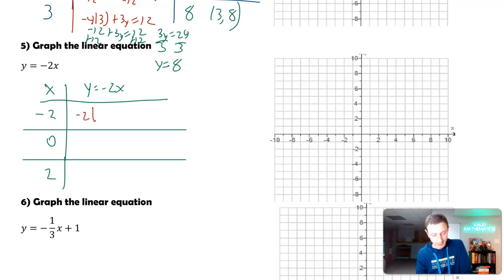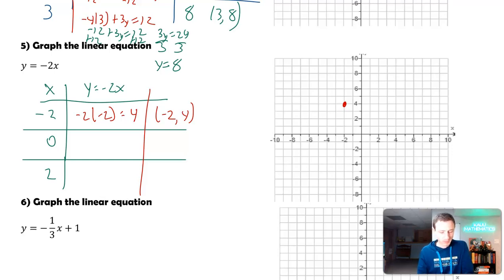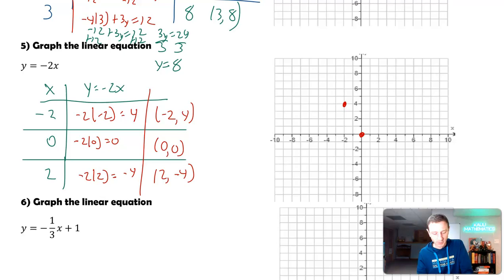Let's do negative 2 times negative 2, which is positive 4. So the ordered pair here is going to be negative 2, 4. Plug in 0, so negative 2 times 0 is 0, so that comes out to be 0, 0. And then x is equal to positive 2. So negative 2 times positive 2 is negative 4. So the ordered pair there is 2, negative 4. So let's go ahead and plot that, 2, negative 4. And here's our line.